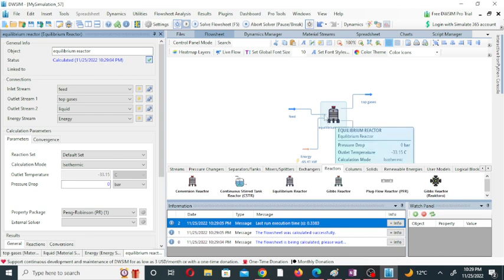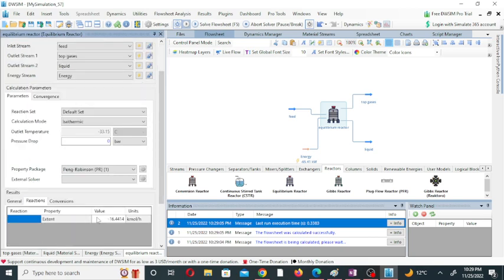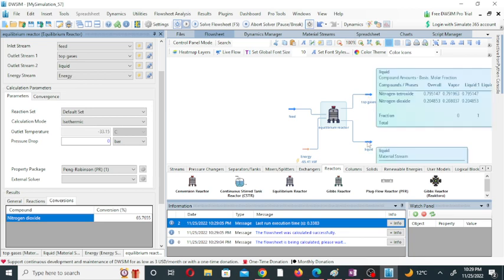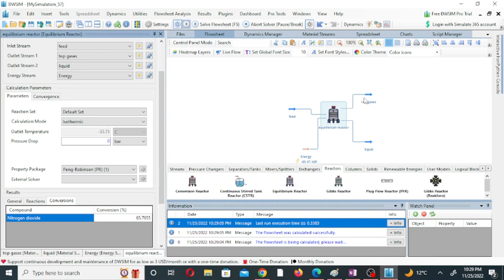Now I will go to the reactor to check the equilibrium conversion. Double click on the equilibrium reactor, and then go to the calculation parameter. We will go to the results, and to the reaction. So the reaction extent is this one, and the conversion is 65.76. So this is the equilibrium conversion of this reaction. We can also click on the top product. So the top temperature is this one, and the bottom temperature, and these are the bottom stream.